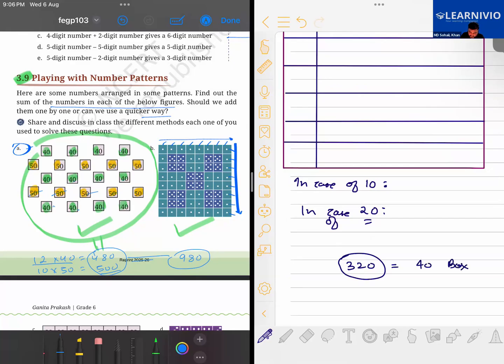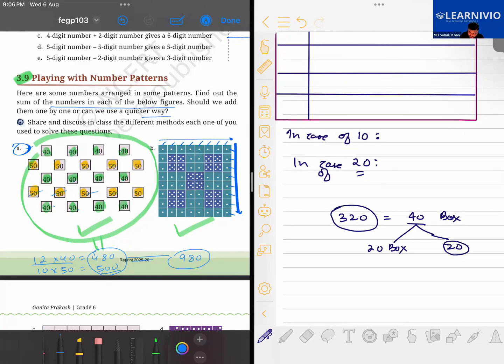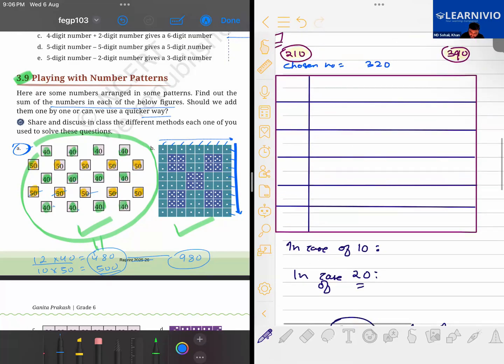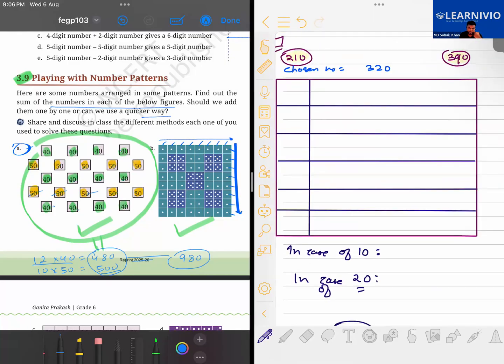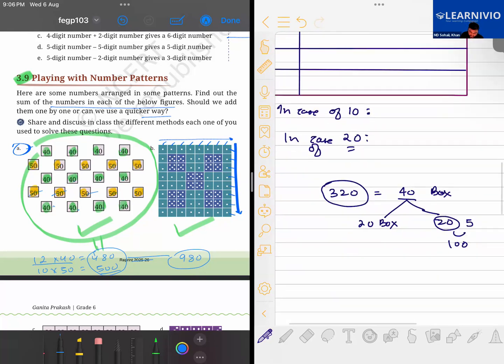Out of the 40 boxes, we will take 20 boxes, then another 20 boxes. These 20 boxes, each of them will have the value 5. So 20 times 5 will be equal to 100. Okay, how much is left? 220, right? So another 20 boxes, each of them will have a value of 11. So 20 times 11 will give you 220. 220 plus 100 is going to give you 320. Is it clear what I'm trying to say?